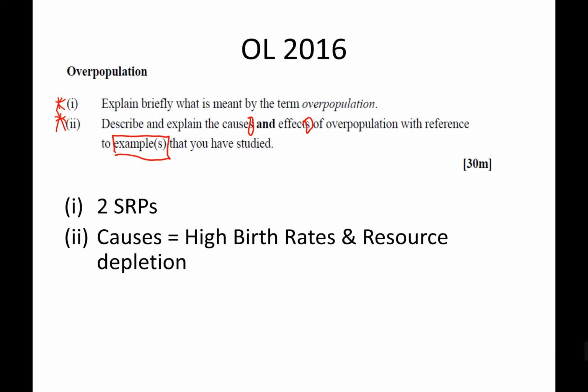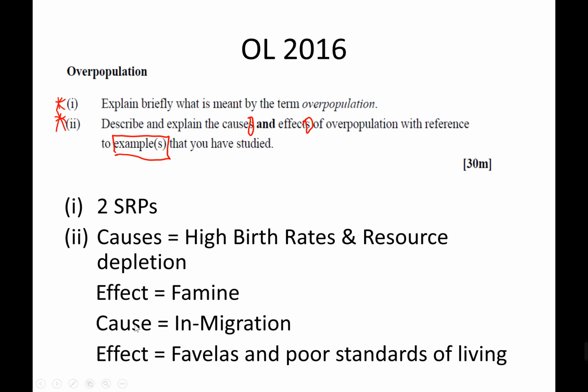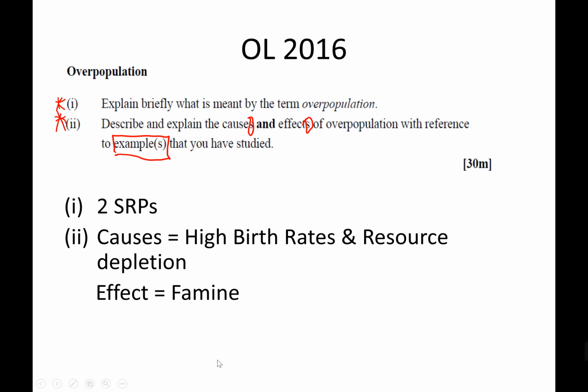Causes are high birth rate and resource depletion. I think they're the easiest ones to discuss. The effect is famine. Another cause is in-migration, the effect, favelas. Sorry, I went through that very quickly. Let's just go back here.